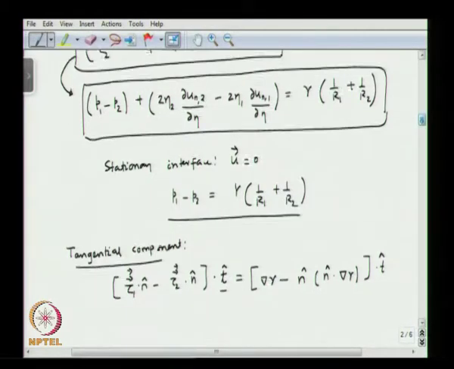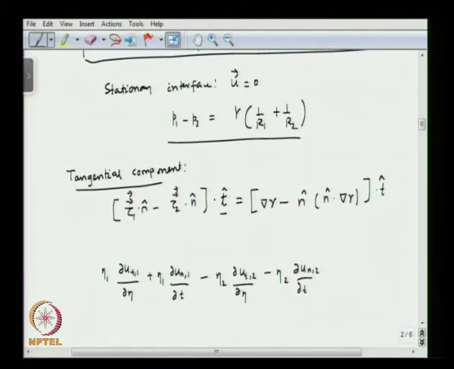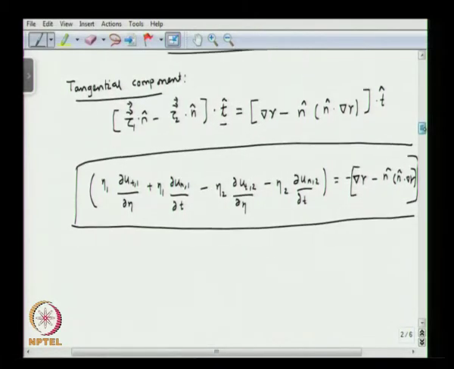Okay. So, if we simplify this, we can write eta 1 del u t 1 over del eta plus eta 1 del u n 1 over del t minus eta 2 del u t 2 over del eta minus eta 2 del u n 2 over del t is going to be minus gradient of surface tension minus n cap into n dot. Okay. So, this is the tangential component of the stress balance at the interface.